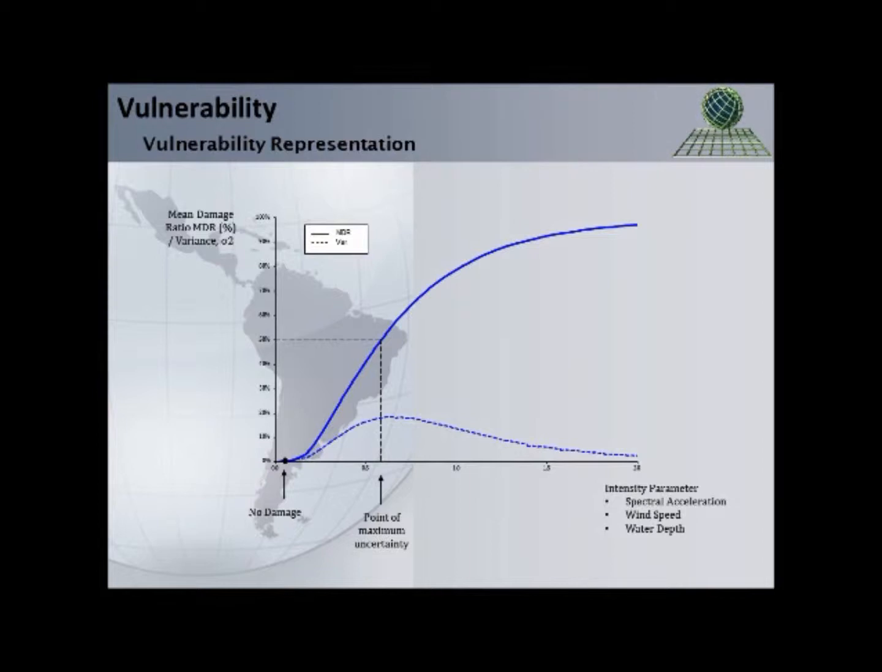functions was developed. The vulnerability function approach accounts for a continuous representation of the expected damage and consequently losses for each building class. The vulnerability functions allow assessing damage from a probabilistic perspective, since the expected damage is defined for different intensities, such as spectral acceleration or wind speed, and also a dispersion value is associated to each point in the function.